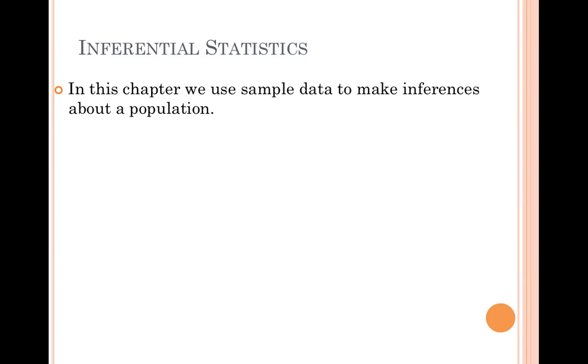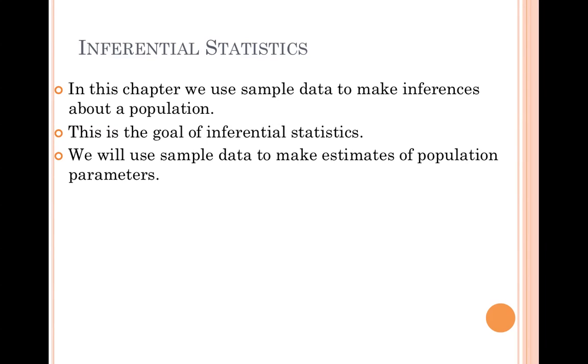So in this chapter we're going to use sample data to make inferences about a population. So we won't have the population data, we'll only have the sample data, and we'll calculate a sample mean and we'll make a conclusion about a population mean. And that is the whole purpose of inferential statistics. So we're going to use sample data to make estimates about population parameters.